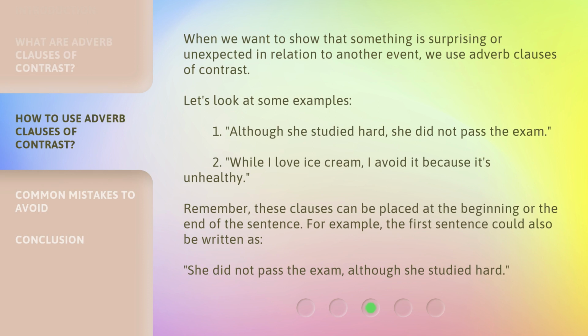When we want to show that something is surprising or unexpected in relation to another event, we use adverb clauses of contrast. Let's look at some examples. 1. Although she studied hard, she did not pass the exam. 2. While I love ice cream, I avoid it because it's unhealthy. Remember, these clauses can be placed at the beginning or the end of the sentence. For example, the first sentence could also be written as, she did not pass the exam, although she studied hard.